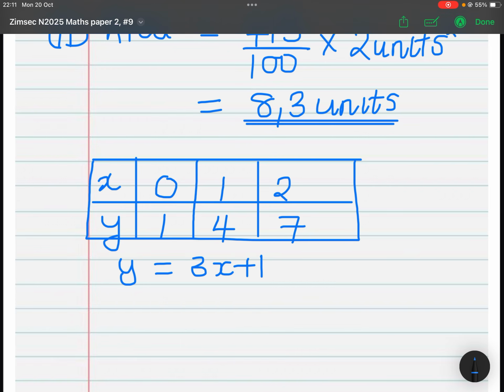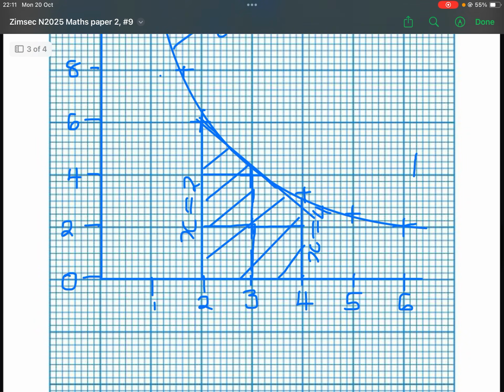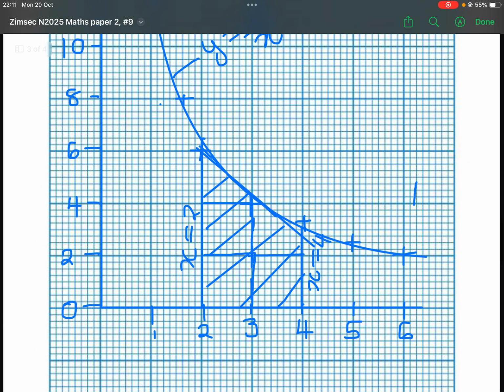So the first coordinate is 0, 1: 0 on the x-axis and 1 on the y-axis. Let us go and plot that point on our graph. So we are saying 0 on the x-axis and then 1 on the y-axis, right? So it is this point that we are going to plot.